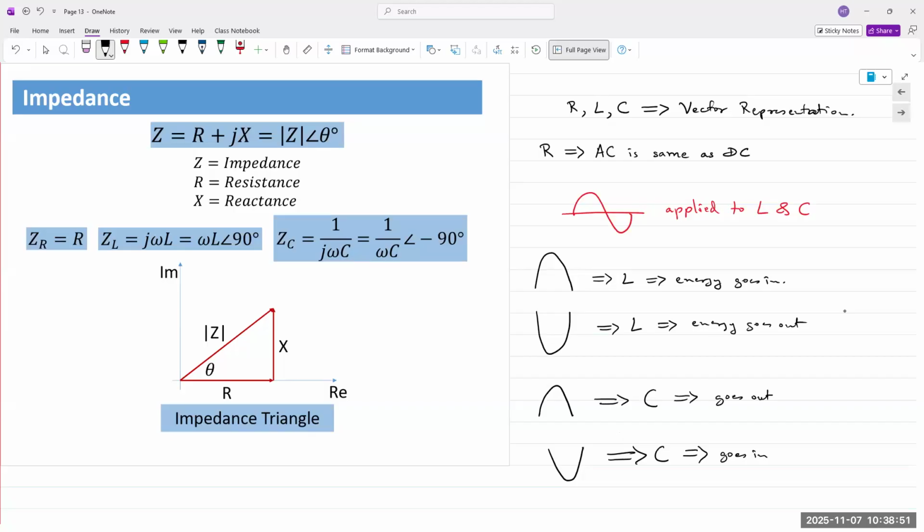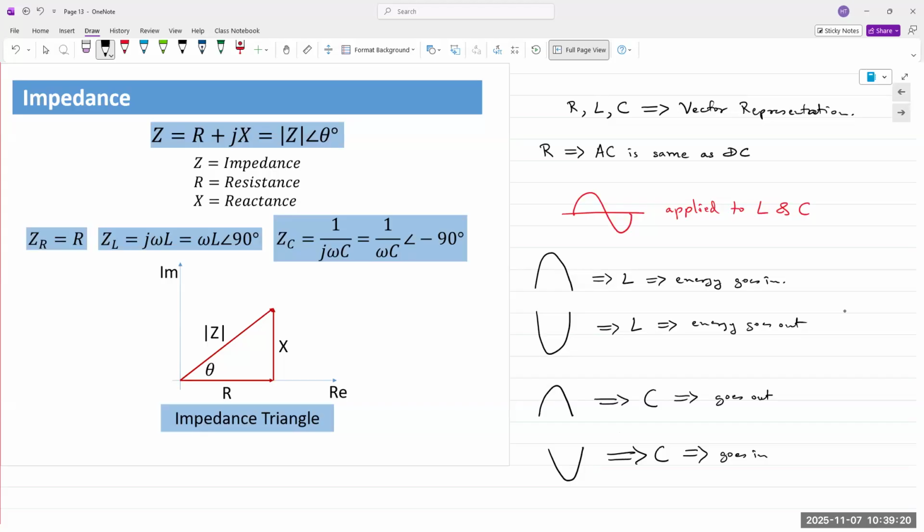But that stored energy gives rise, let's say in an inductor, to a magnetic field. It's stored in the magnetic field. So it gives rise to a voltage, and that voltage has opposite polarity of the input. And so it opposes any change in that input. Same thing for the capacitor.